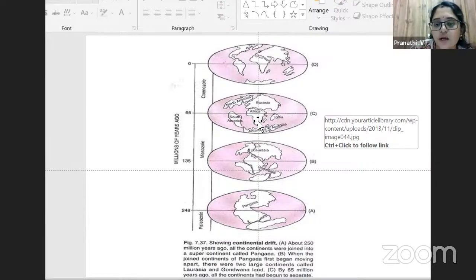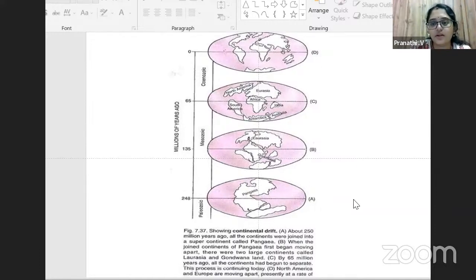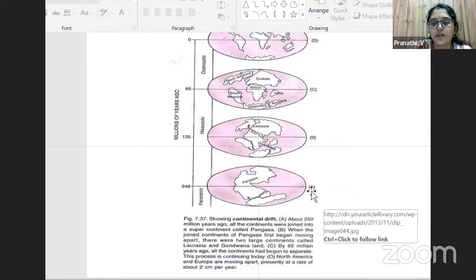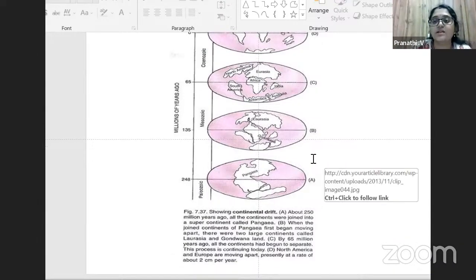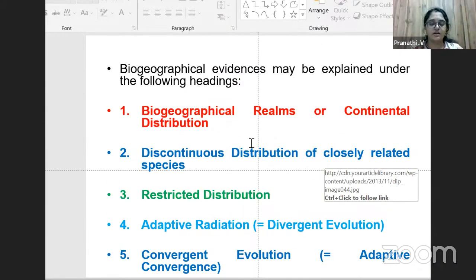the joint continents of Pangaea split into two large continents, which are known as Laurasia and Gondwanaland. And 65 million years ago, you had all the continents separating. And today, you have this continental drift, wherein North America and Europe are still moving apart at the rate of around 2 centimeters per year. So the drift is still continuing.